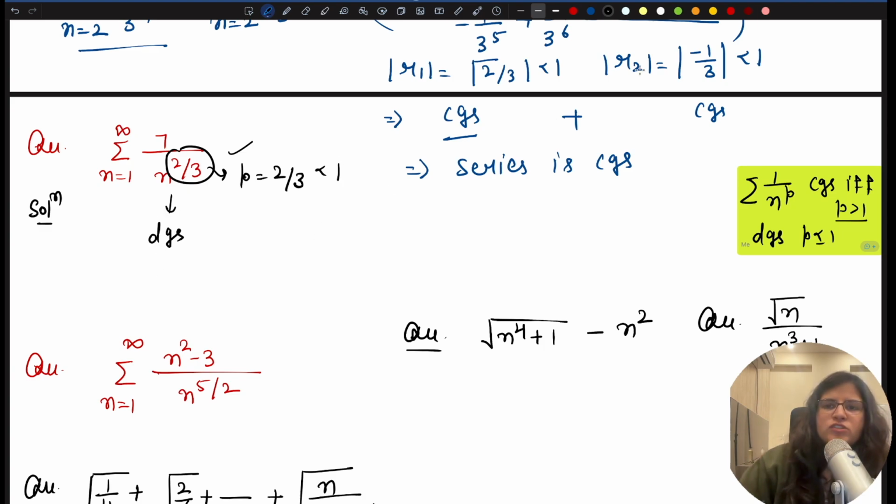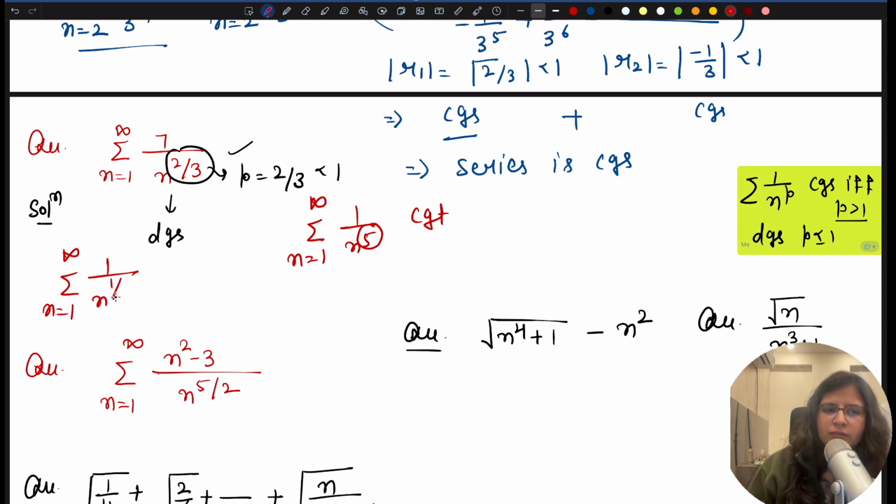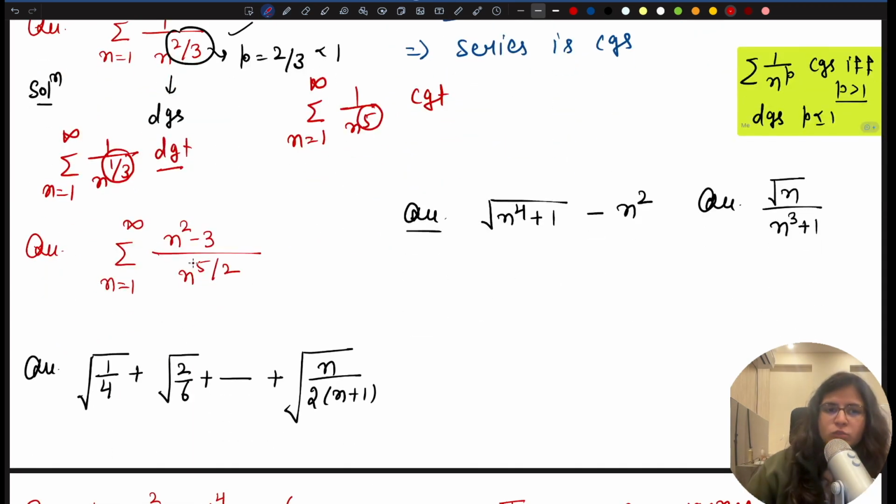On the other hand, if the question was summation n going from 1 to infinite 1 by n to the power 5, since 5 is greater than 1, the series would be convergent. Similarly, summation n going from 1 to infinite 1 by n to the power 1 by 3, where 1 by 3 is less than 1, so the series is divergent here. So whenever p is greater than 1, the series is convergent. Let's do this question now.